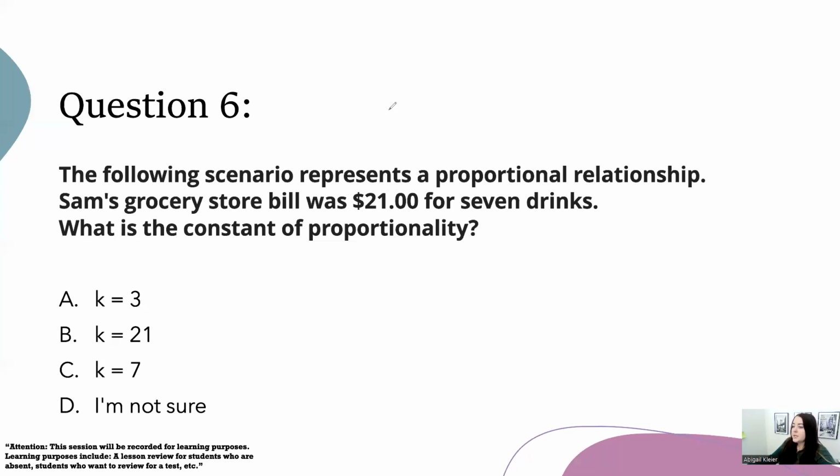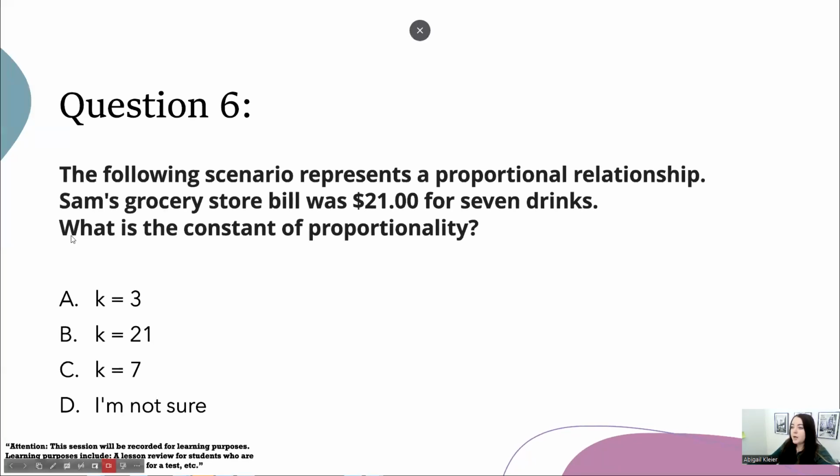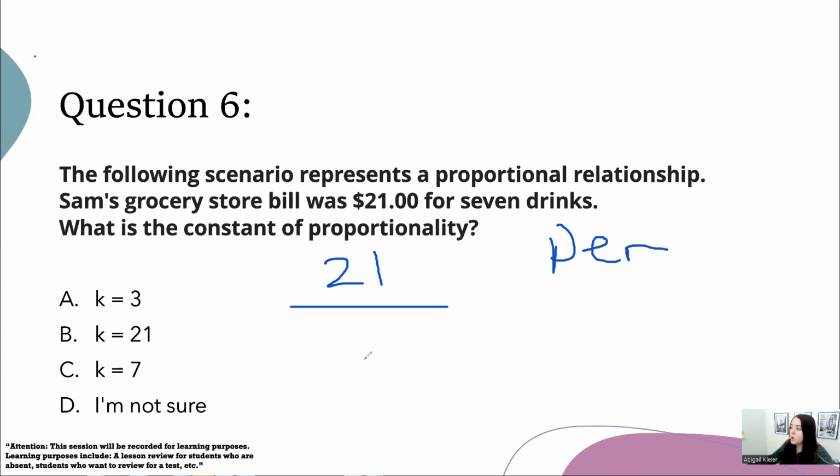Question number 6 is asking for the constant of proportionality when given an example in word form. So Sam's grocery bill was $21 for 7 drinks. What is the constant of proportionality? So again, I'm trying to find per one. So if Sam spent $21 for 7 drinks, how much is being spent for 1 drink?